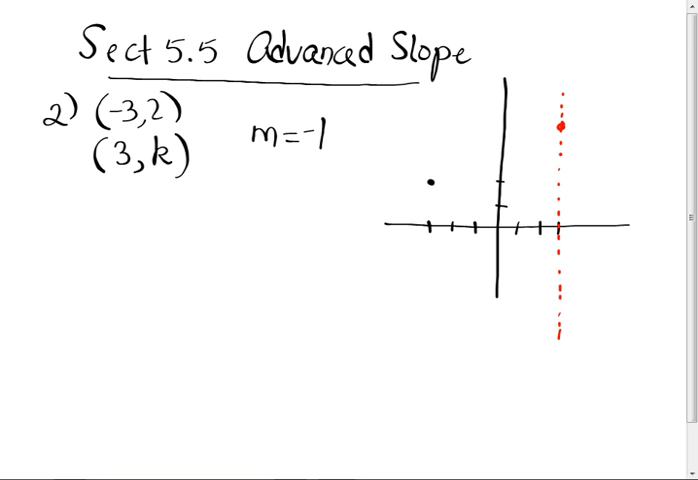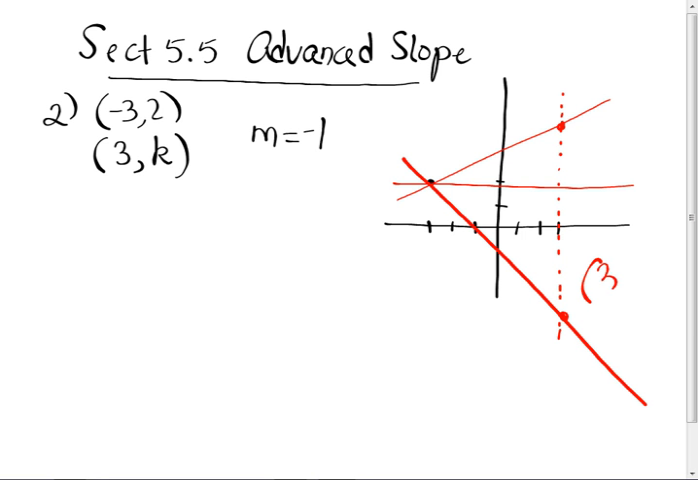Would this be a slope of 1? -1? No. So where does this point have to be? Where would that point be? Could it be here? Is that a slope of -1? I've got to go down, don't I? So it's going to be down here someplace. The question is where?